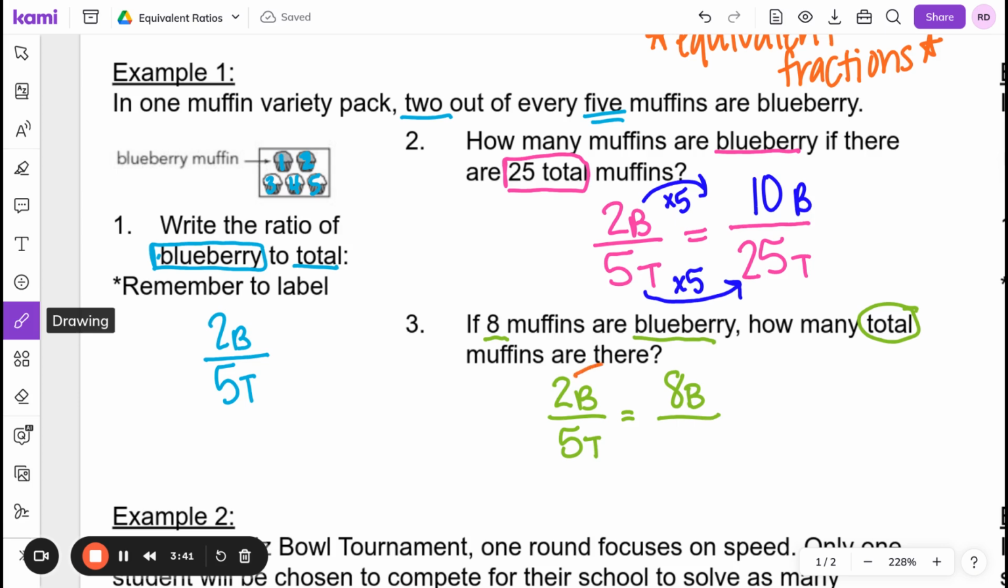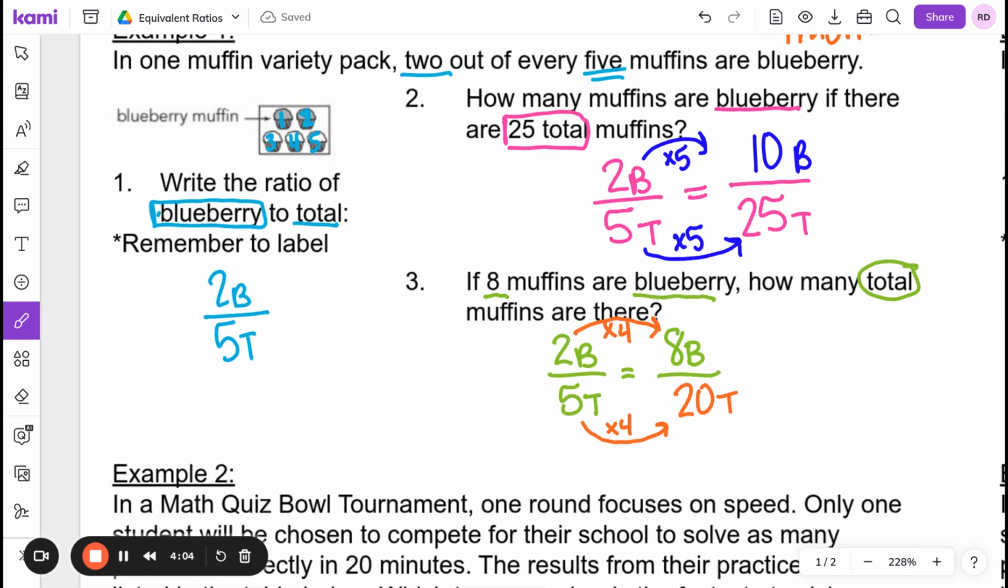So math-wise, we have to turn a 2 into an 8. So again, we went from a small number to a big number. So we have to be multiplying. So then the question is 2 times what equals 8? And that is 2 times 4. Whatever you do to the top, you do to the bottom. And 5 times 4, there would now be 20 total muffins.